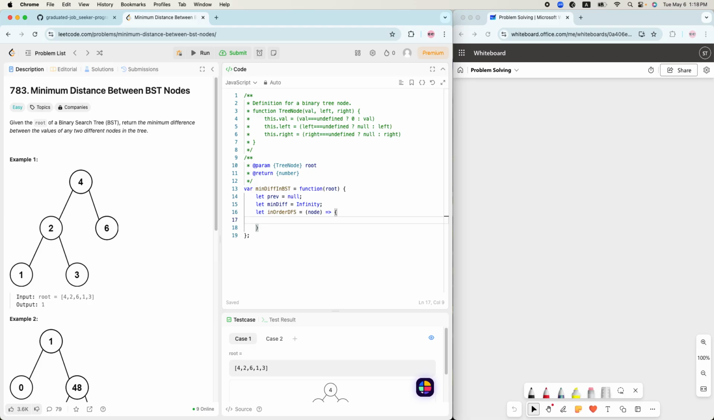And of course every time check if the node has a value. If it is not null, it has to keep processing, otherwise it has to return. If the node doesn't exist, just return. Otherwise, keep processing from the left side, then the current or the root node, and then the right. So first call this function recursively on its left subtree, inOrderDFS, and pass node.left, so that it starts from the left side.